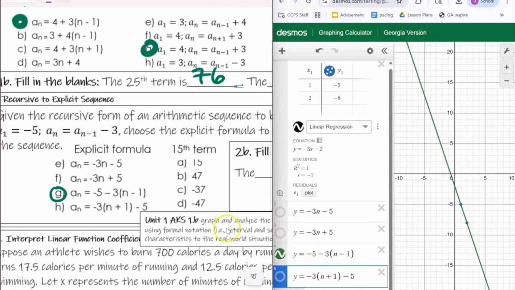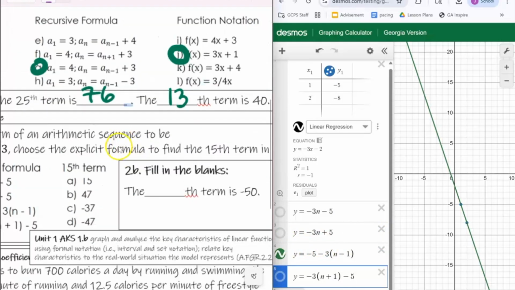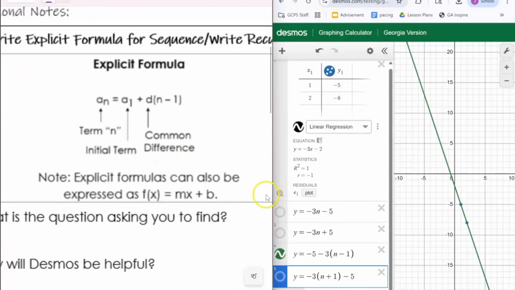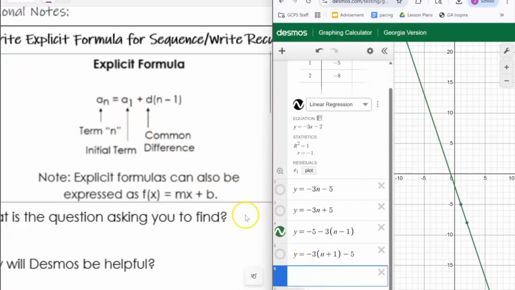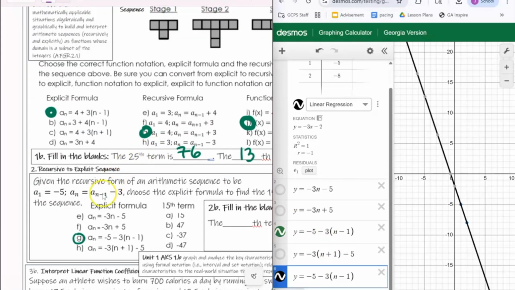All right, and again, we could have done that by hand because you know what the first term is, -5, the common difference is -3. So if you were just writing that out, you would start with the first term, which was -5, plus the common difference, which is -3, and then parentheses, n minus 1. And you can see that that matches our answers. And if I try y equals, you can see again, it matches. So you can write this forwards or you can type it into Desmos to see which one matches. So that's how you go from recursive to explicit.